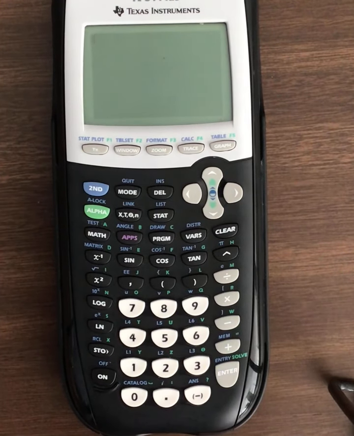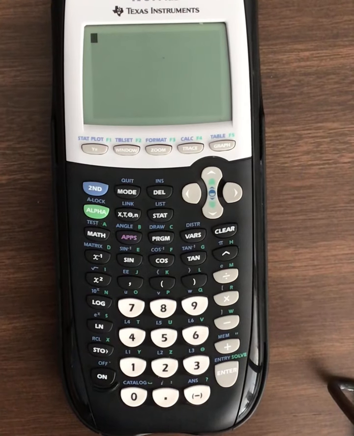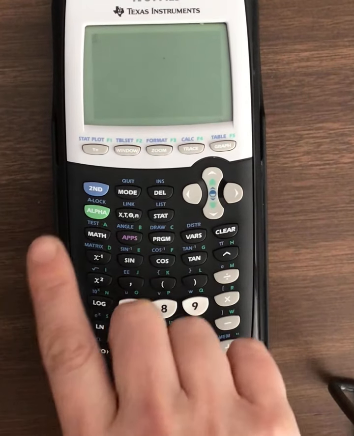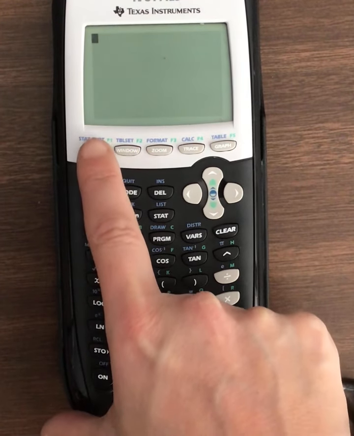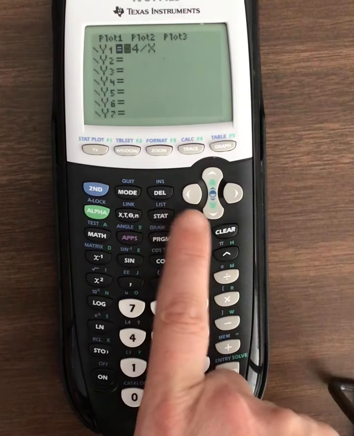This video is going to show you how to find factors of a number using your TI-84 calculator or handheld calculator, and also how to find a greatest common factor when you have more than one number. So the first thing to do, if we want to find a factor of a number, we're going to go to the Y equals. And let's say we want to do 84.